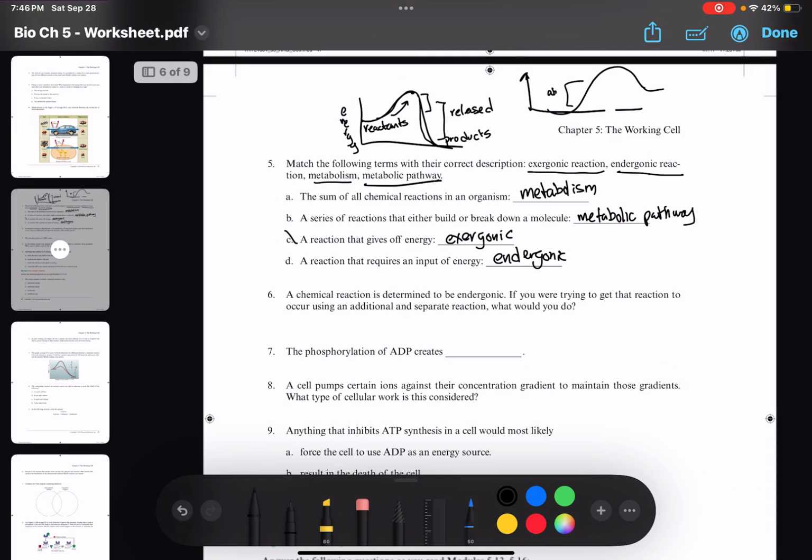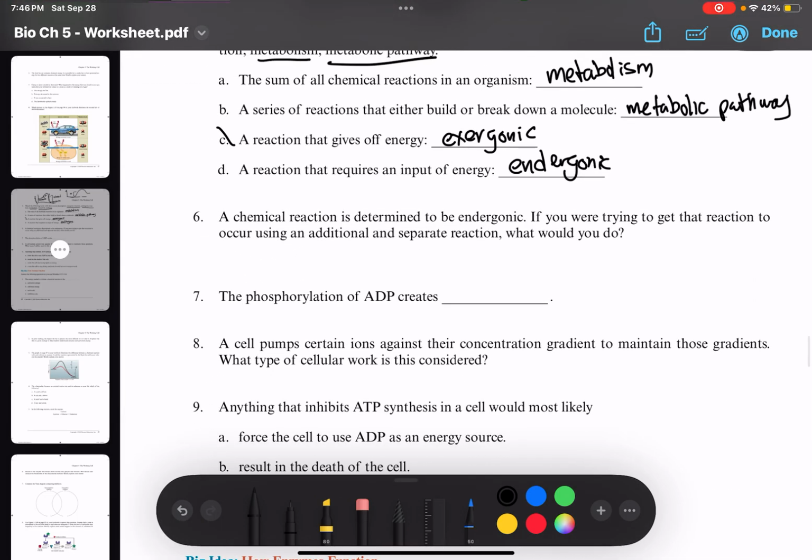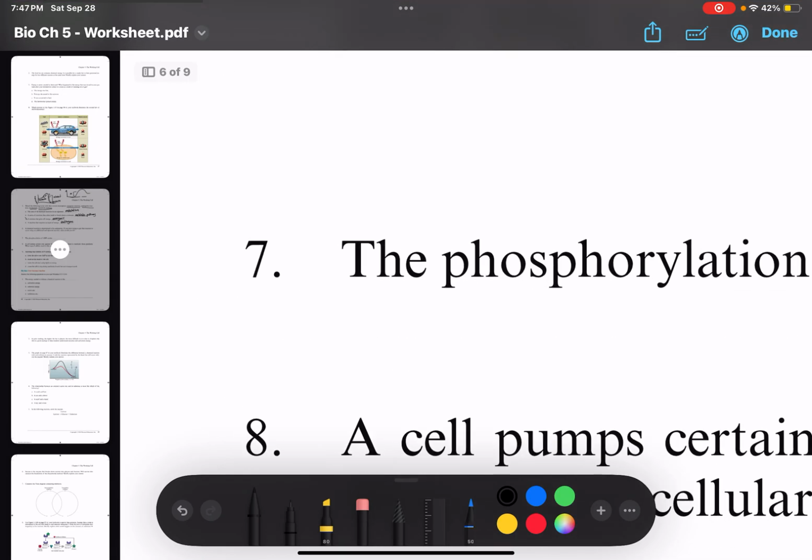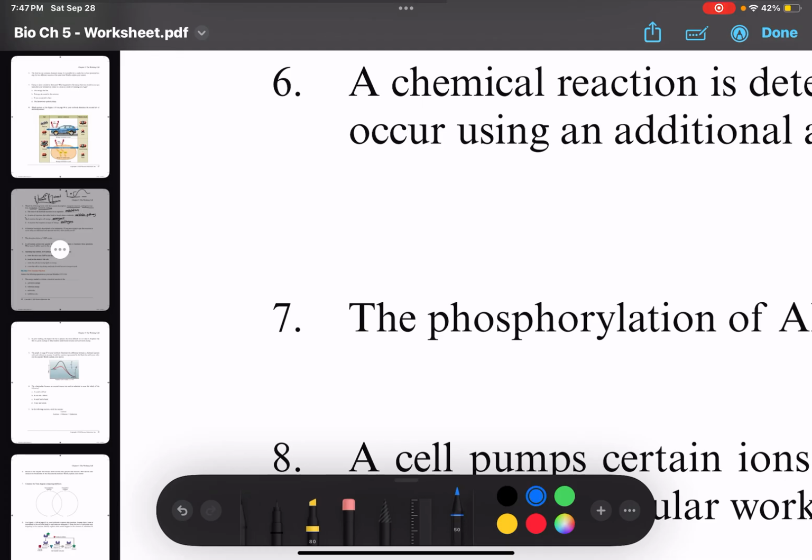All right. A chemical reaction is determined to be endergonic. If you were trying to get that reaction to occur using an additional and separate reaction, what would you do? All right, so let's again go back to what endergonic means, right? So let's first make the proper diagram so you guys can get a clear idea. All right, that was wrong.